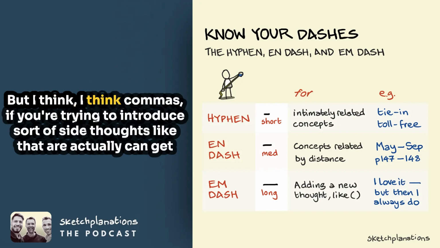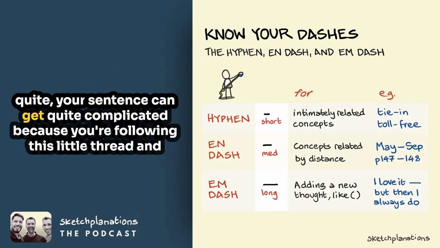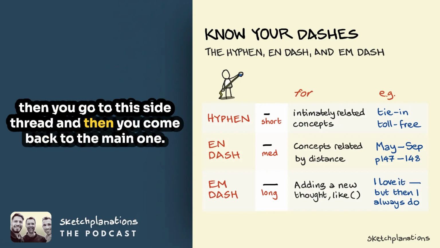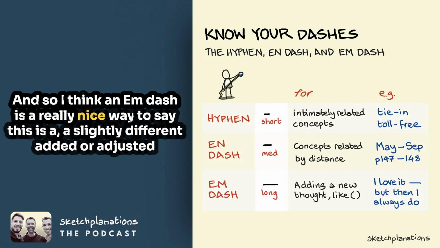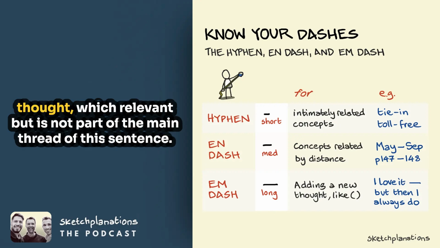But I think commas, if you're trying to introduce side thoughts like that, your sentence can get quite complicated, because you're following this little thread and then you go to this side thread and then you come back to the main one. But you're also using the commas for pauses and breaks and your breaths as you're reading. And so I think an M dash is a really nice way to say this is a slightly different added or adjusted thought, which is relevant, but is not part of the main thread of the sentence.